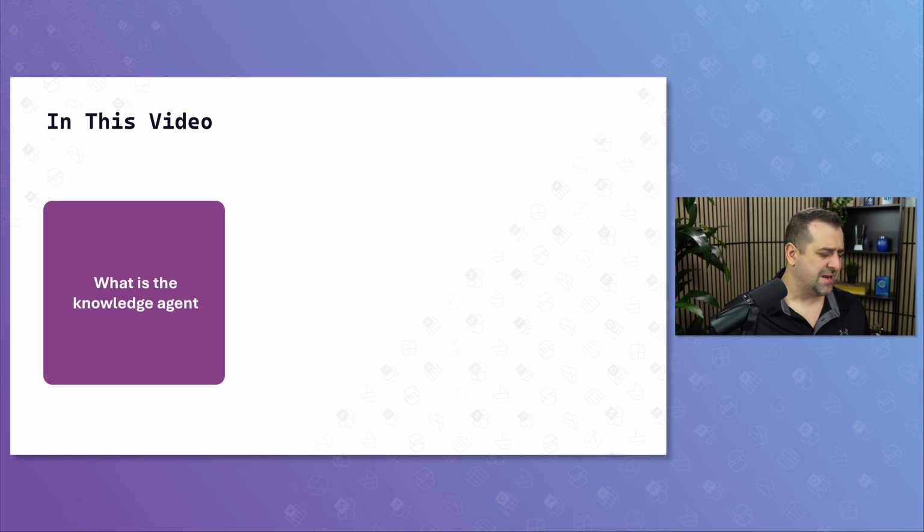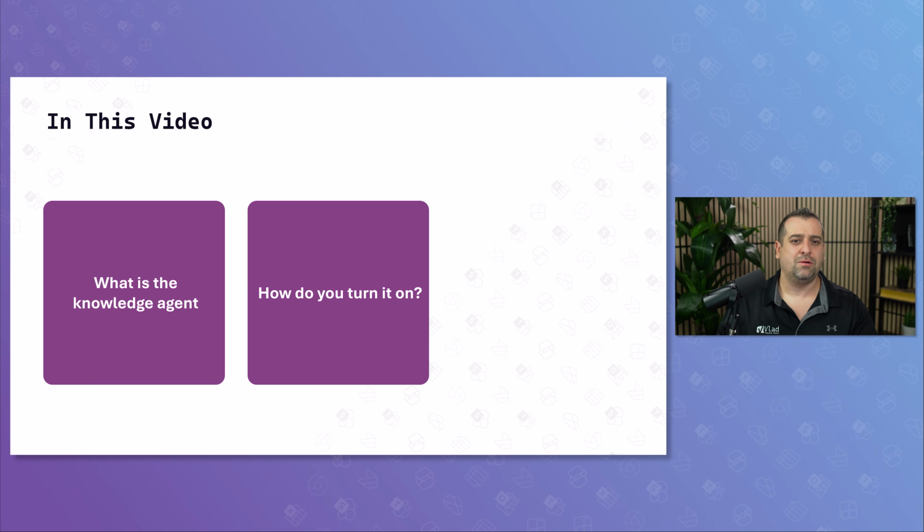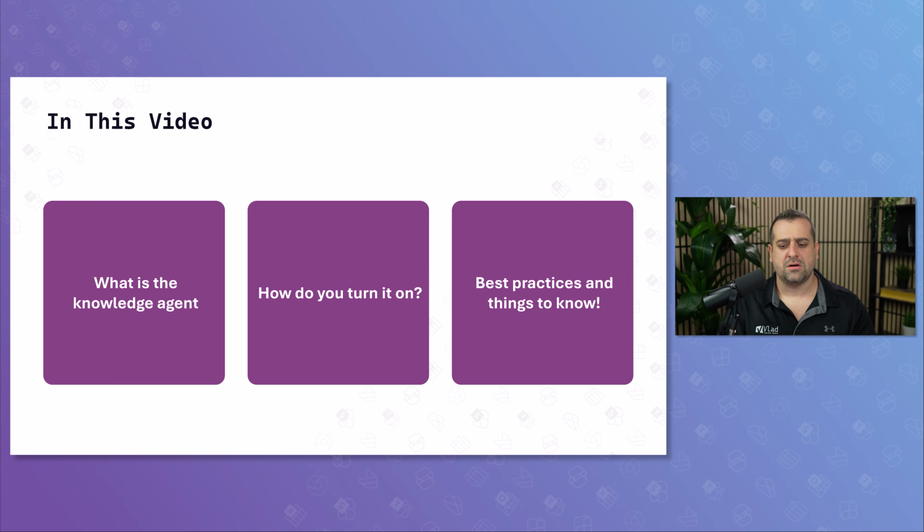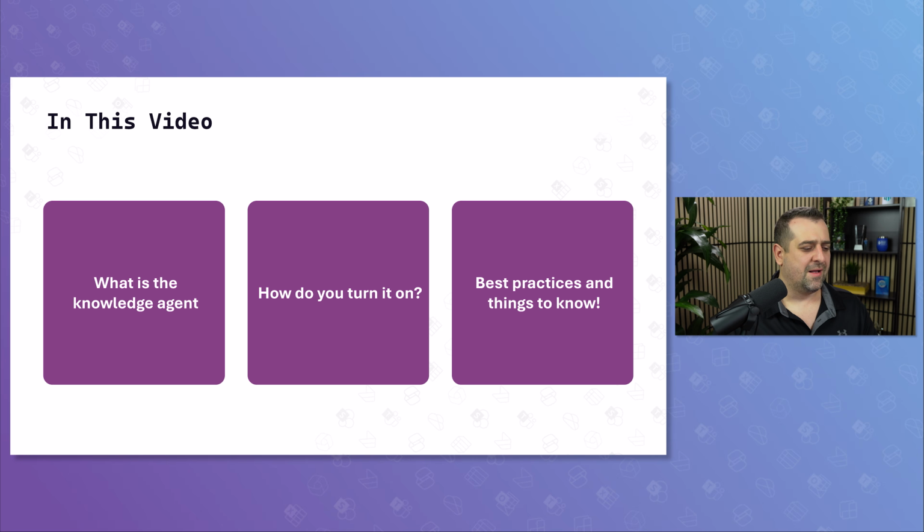In this video, we are first going to learn what the knowledge agent is. I've seen so many things on LinkedIn, so many versions. I've been using it since the private preview, so it's something that I've been working with for a while, and I really want to make sure we cover everything it does properly. We are going to cover how you turn it on or off, and some of the upcoming features we have for governance, and then I'll share some best practices and a few links and additional resources I want you to know about.